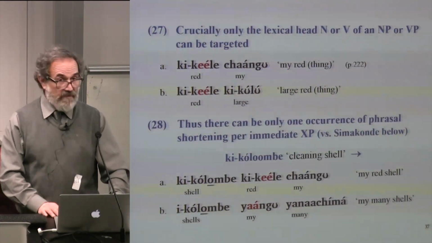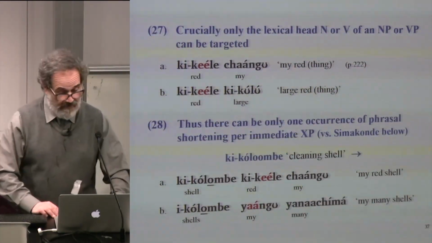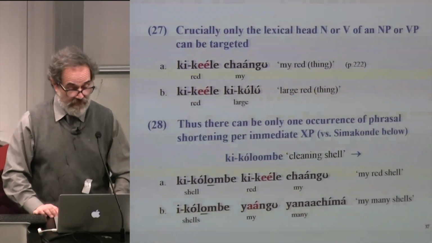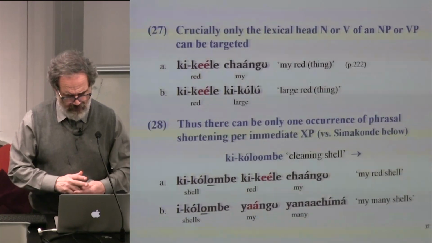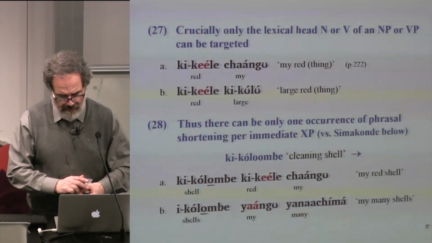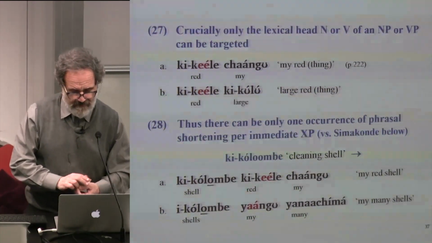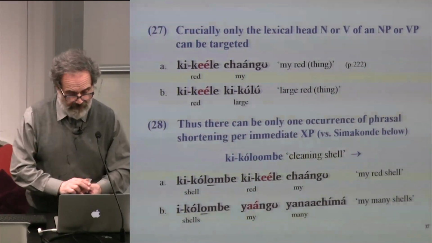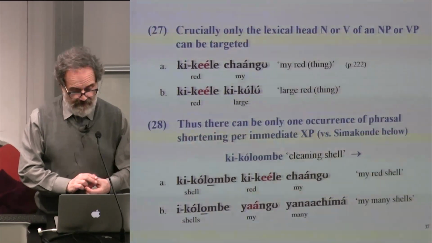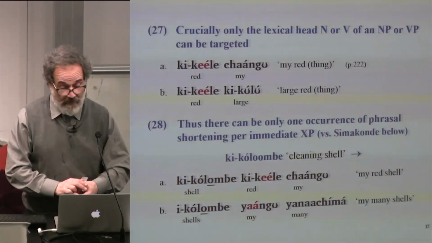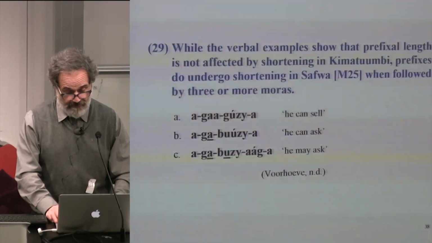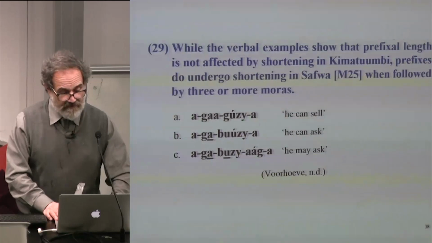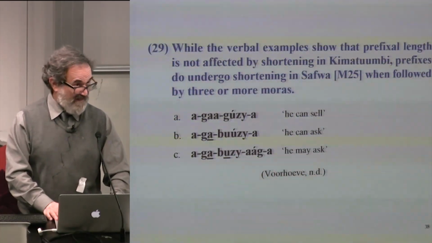Now given that it's only the head noun that can be targeted, it means that within a noun phrase or any XP, you can only get one occurrence of shortening. So the examples in 28 show that the second modifier does not cause the first modifier to shorten its vowel, but the word for shell in A or the plural shells in B do shorten. So there's only one application per XP. Well, the verbal examples show that the prefixal length is not affected, and we can assume that's because it was innovated later.